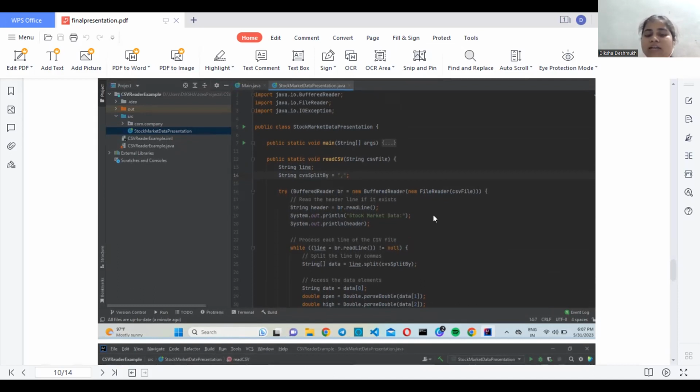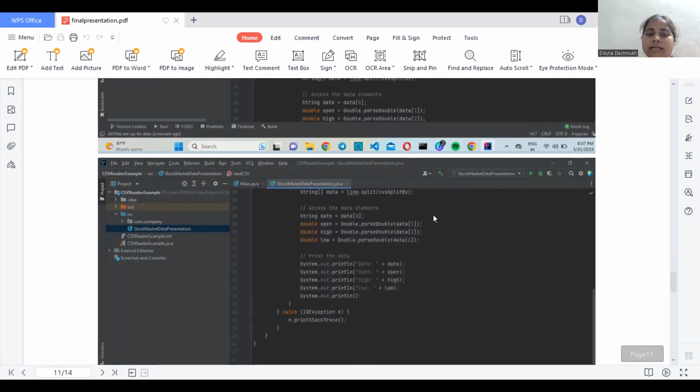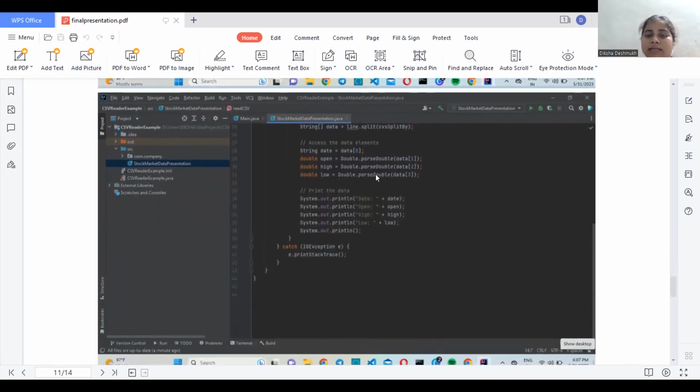The string data is equal to line.split by the CSV separator, and here the string data is an array in brackets. I have input a zero value, and a double open with Double.parseDouble on data 1, data 2, whatever data I input here, and then data 3 in the next one. There I have printed the open, high and low, whatever data open, high and low shows about the analysis of the stock market.